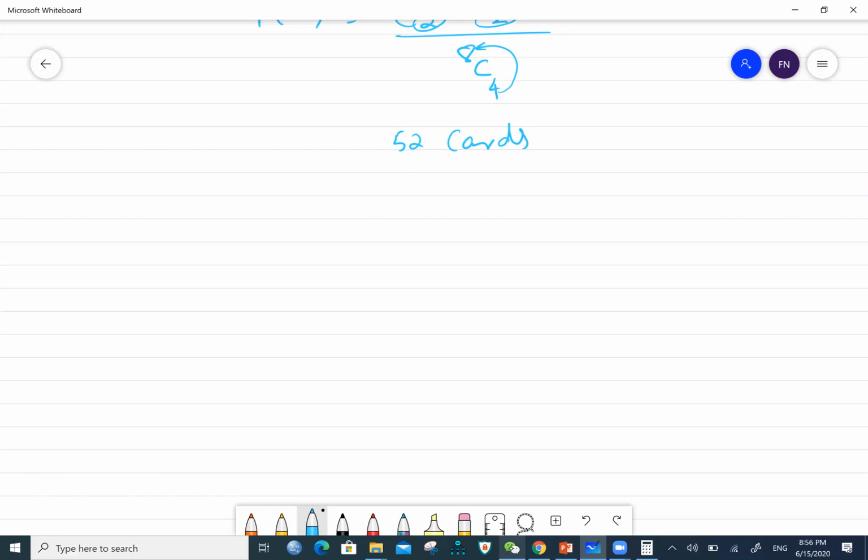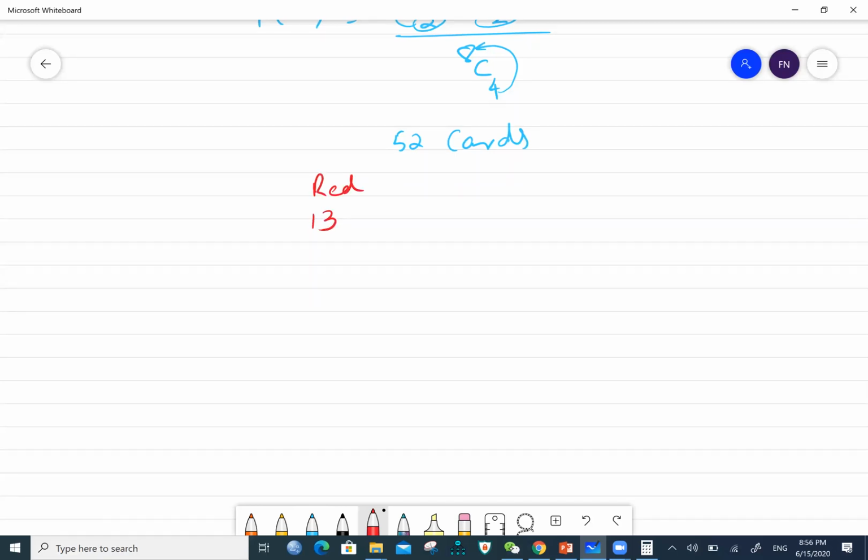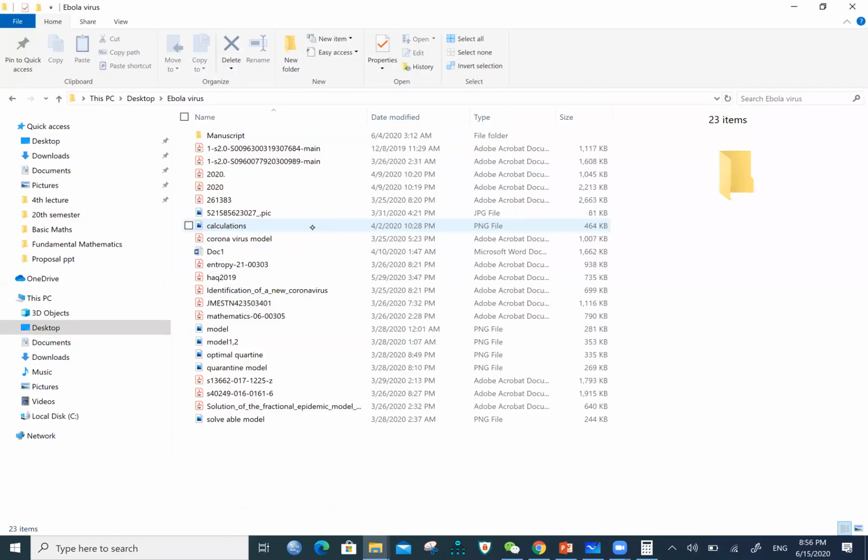Tiffany, jokers are not in the deck of 52 playing cards. There are playing cards. There are 13 red and 13 black. Oh, sorry, 26. Where is it?